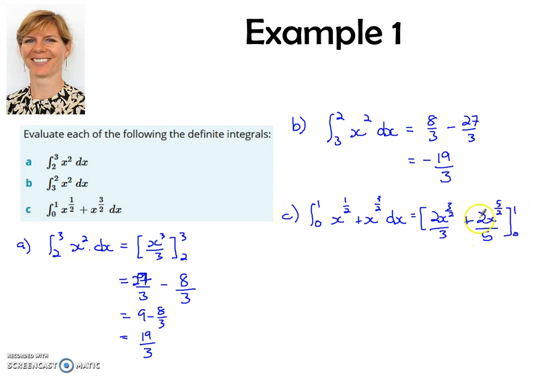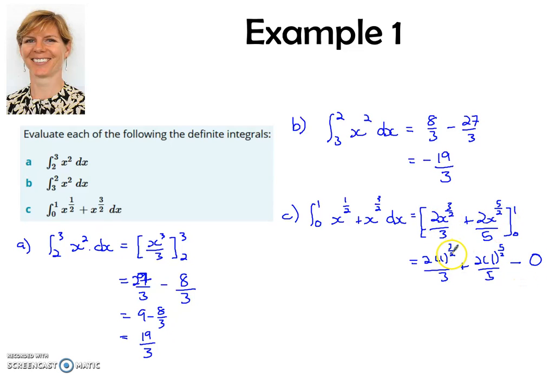And you will learn to love it when either the upper or lower bound is 0, because it generally tends to cancel things out, which is pretty cool. So what we've got there is 2 times 1 to the power of 3 on 2 over 3 plus 2 times 1 to the power of 5 on 2 over 5, and then you're subtracting basically 0, because that will be 0 and that will be 0.